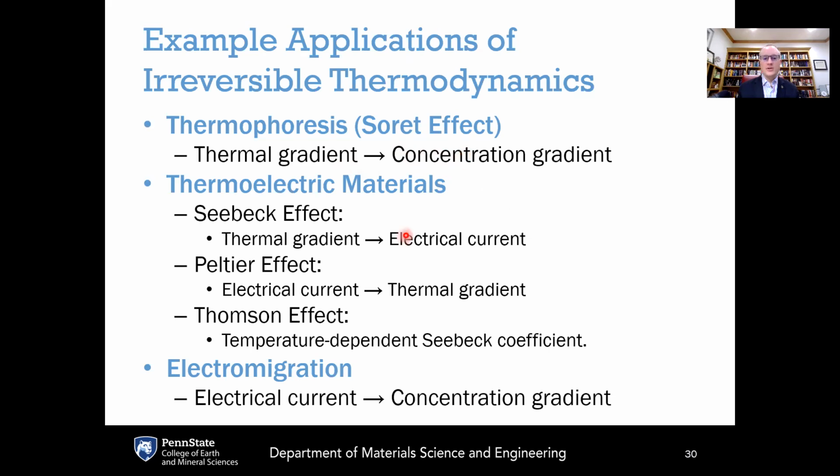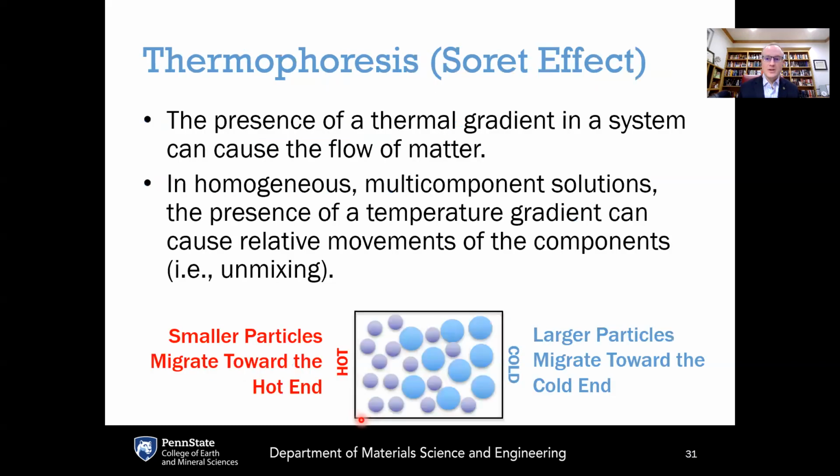Next is thermoelectric materials, starting with the Seebeck effect, where a thermal gradient produces an electrical current, and the Peltier effect, where an electrical potential gradient produces the flow of heat. The Thomson effect, where there's a temperature-dependent Seebeck coefficient, also electromigration, where an electrical current produces a concentration gradient. There's also piezoelectricity, where mechanical work produces an electrical current. So there's all kinds of examples of these processes that can occur.